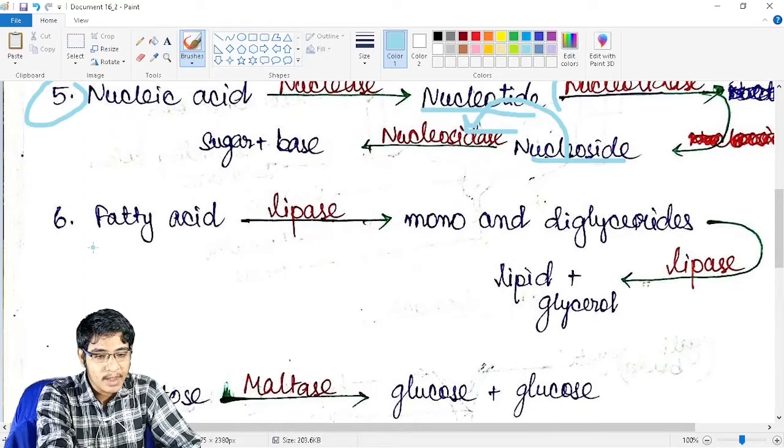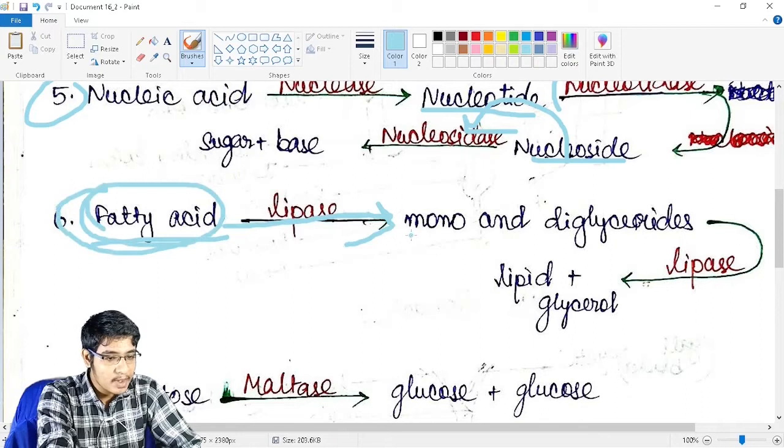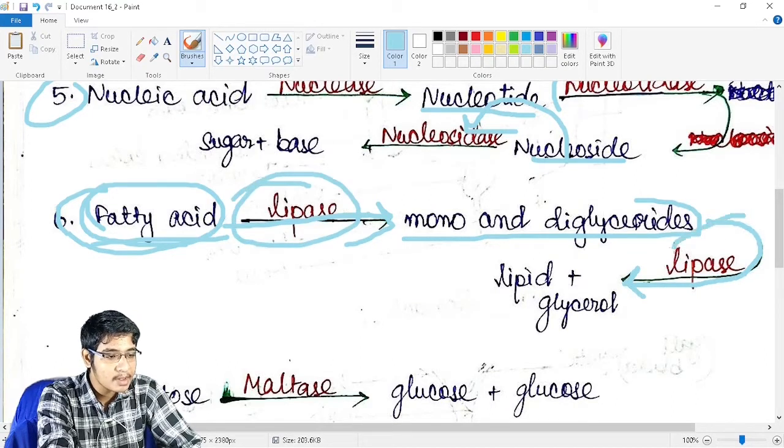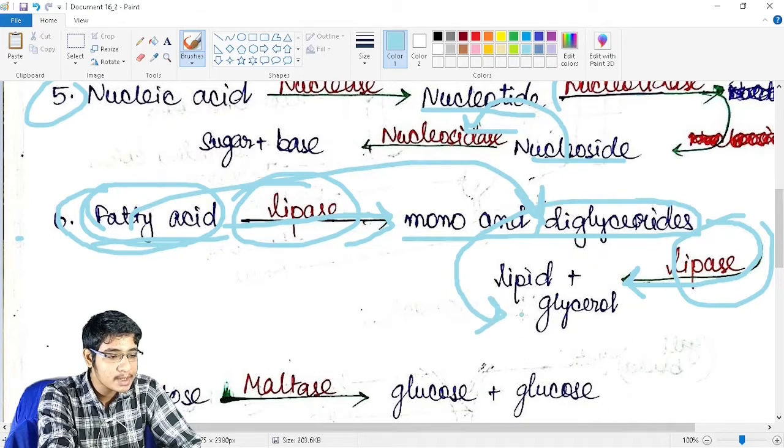Number 6, we have fats. Fats come in contact with lipase, and from lipase they form mono and diglycerides. Again, these come in contact with lipase. So here lipase is involved two times: once from fats to mono and diglycerides, and again from mono and diglycerides to fatty acid plus glycerol. So from a complex substance, we have simpler substances.